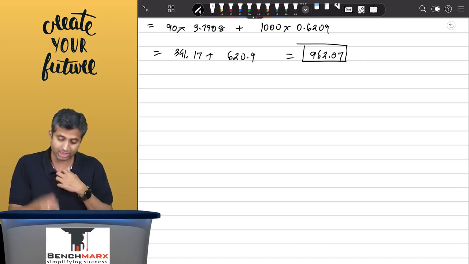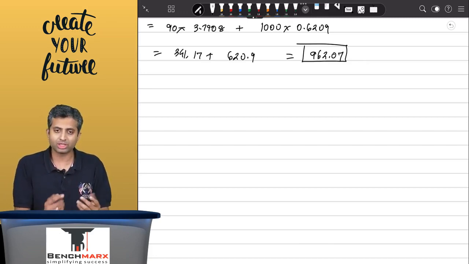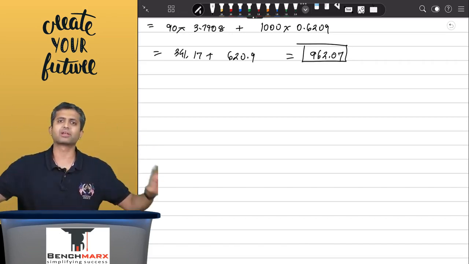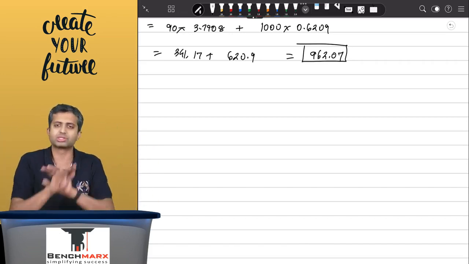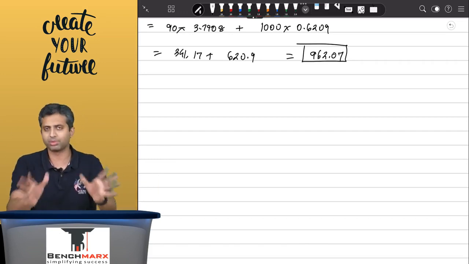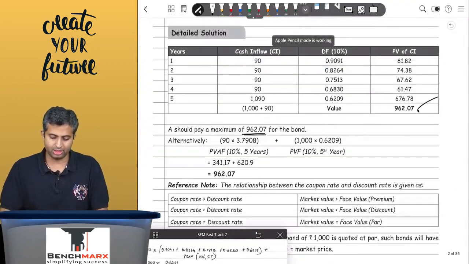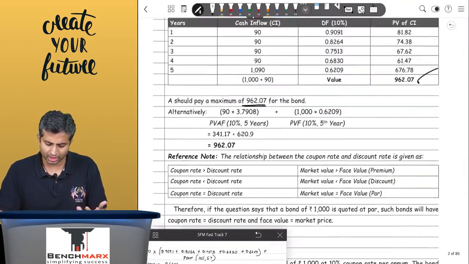In fact, in my opinion, this is even more accurate, because over here, you have taken everything in your memory. The entire discounting factors have gone into your memory, so it's even more accurate. So there's absolutely no problem taking the annuity factors into your calculations. Okay, so this is question number 2.